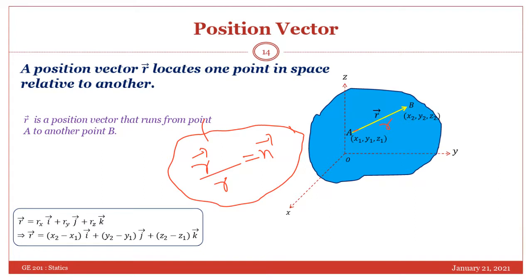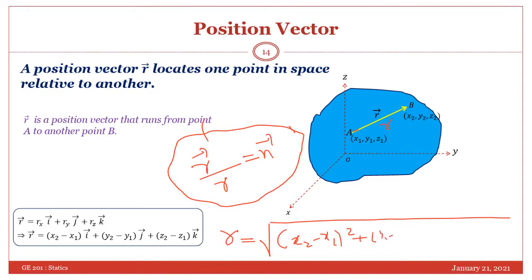And how do you calculate the magnitude? Anybody remembers the formula for calculating the length? How much will be the R? You see, R you can calculate by the distance formula. So this is the R. So if you divide this by R, this position vector will convert into a unit vector.